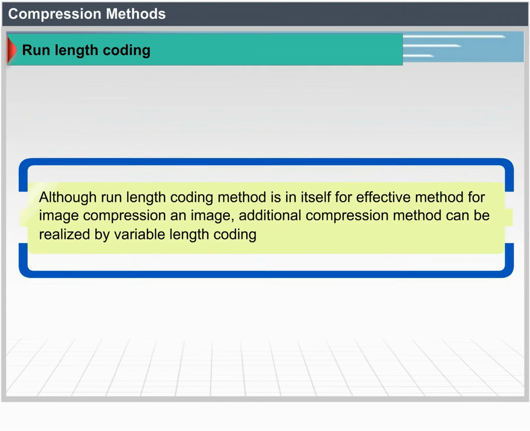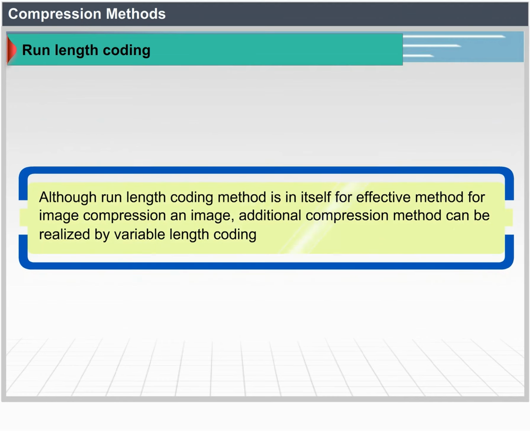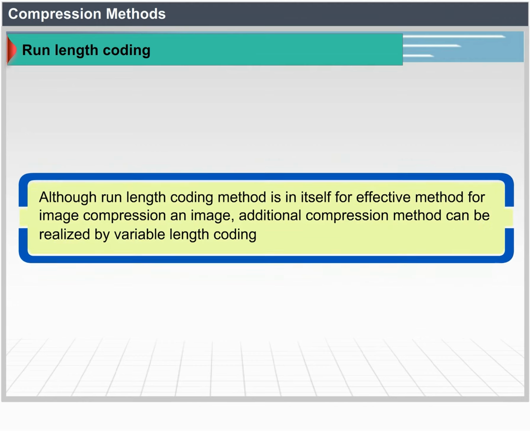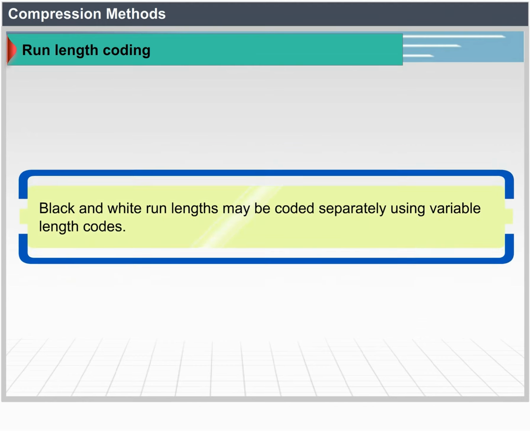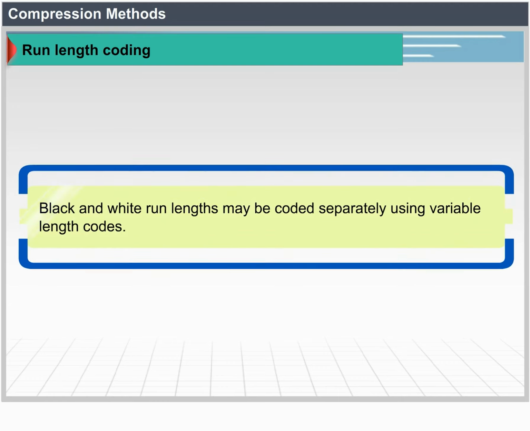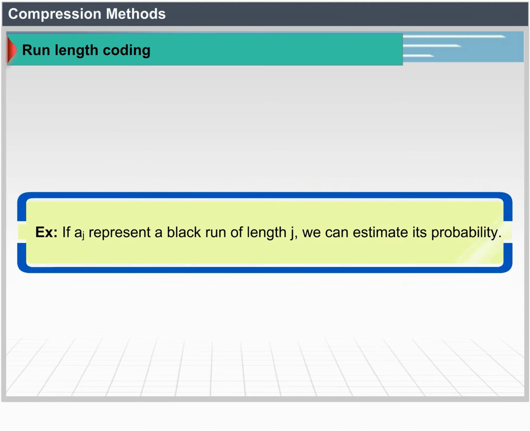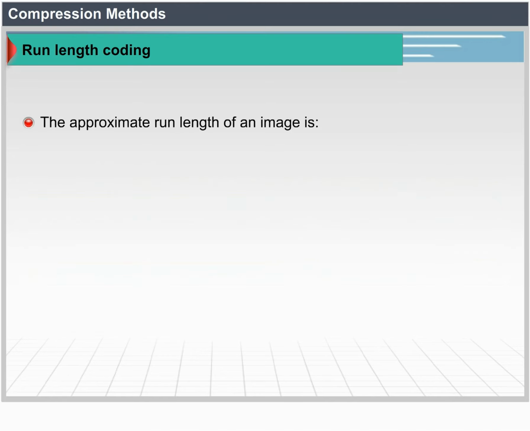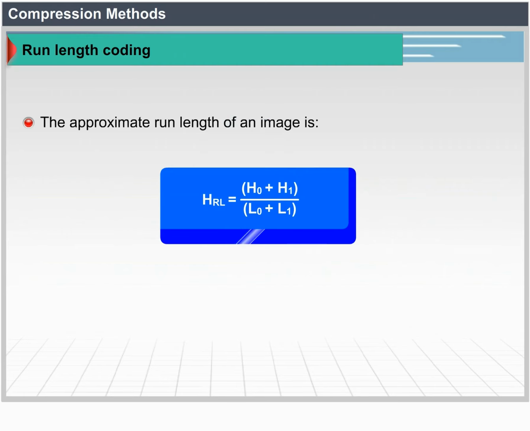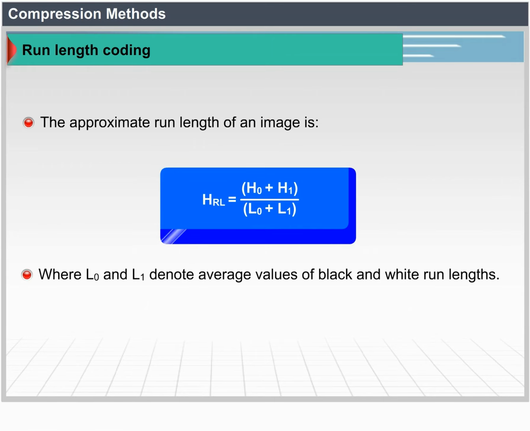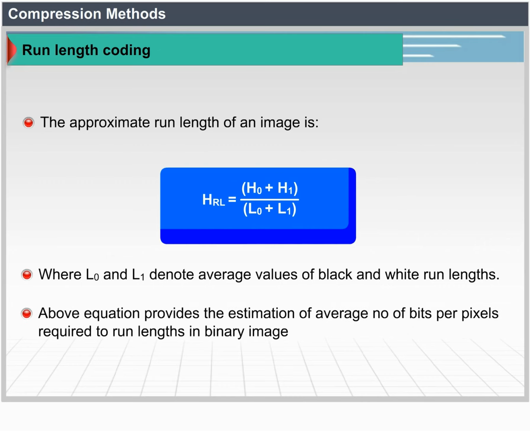Although the run length coding method is in itself an effective method for image compression, additional compression can be realized by variable length coding. Black and white run lengths may be coded separately using variable length codes. For example, if a_j represents a black run length of j, we can estimate its probability. The approximate run length entropy of an image is H_RL = (H0 + H1) / (L0 + L1), where L0 and L1 denote the average values of black and white run lengths. The above equation also provides an estimation of the average number of bits per pixel required to code the run lengths in a binary image.